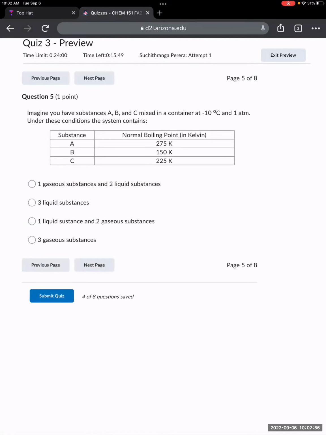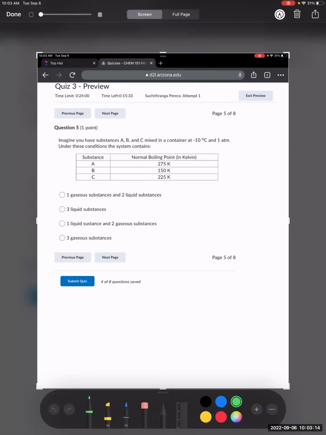Right, moving on. Imagine you have substances A, B, and C mixed in a container at minus 10 degrees Celsius and 1 atm. Under these conditions, the system contains, okay. All right, let's take another picture and then let's deal with that.